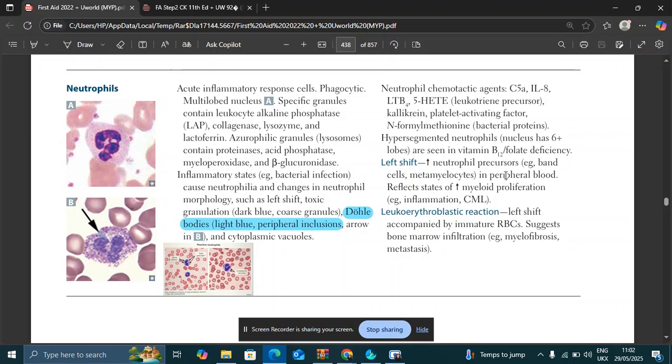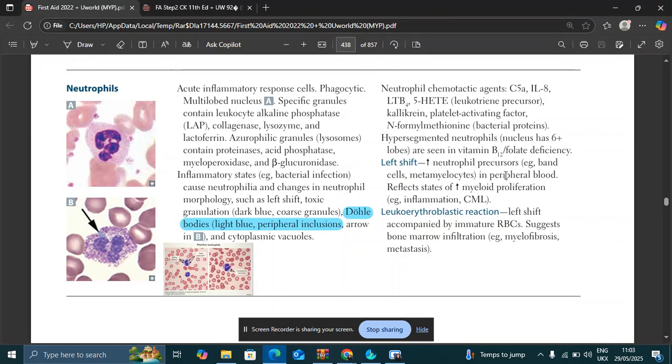You will see the adult neutrophils, but you will see an increased number of neutrophil precursors more than the adult neutrophils, okay, in the peripheral blood, in the peripheral circulation. Okay, that reflects the increased myeloid proliferation, for example inflammation or chronic myeloid leukemia.